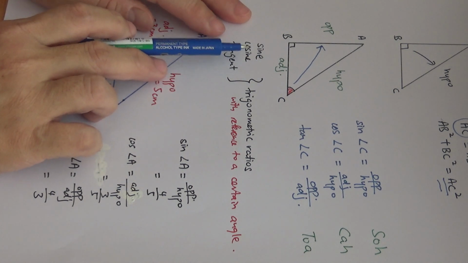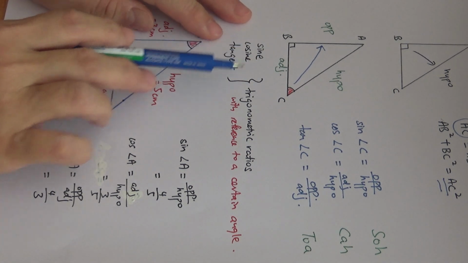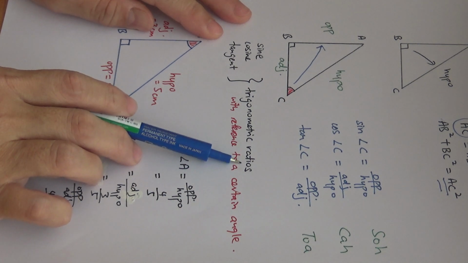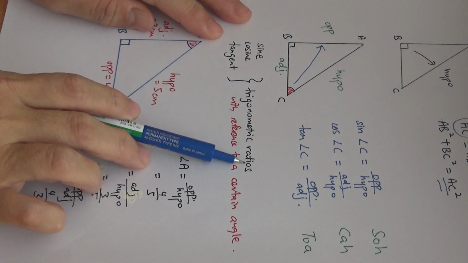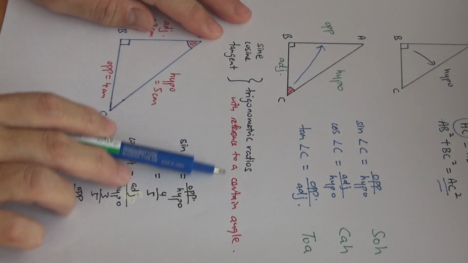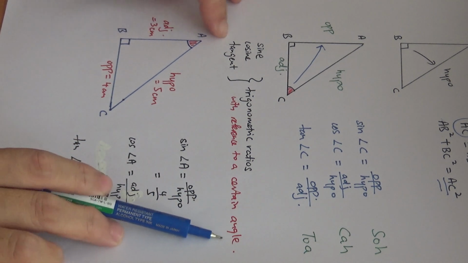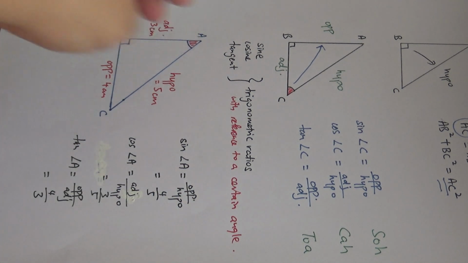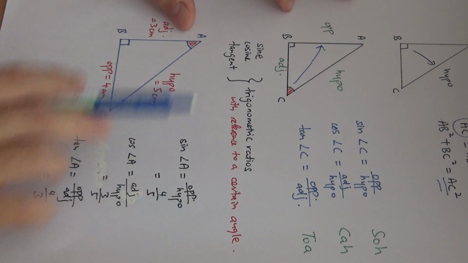Now, we are going to introduce to you three trigonometric ratios. Now, these trigonometric ratios must be with reference to a certain angle. That means you must know which angle you are talking about first. Then you can talk about the sine, cosine, and tangent.